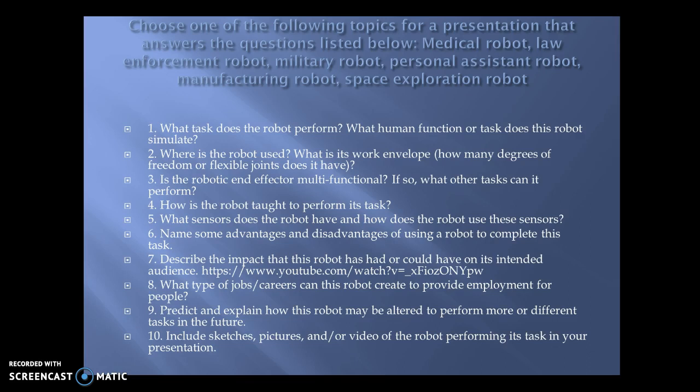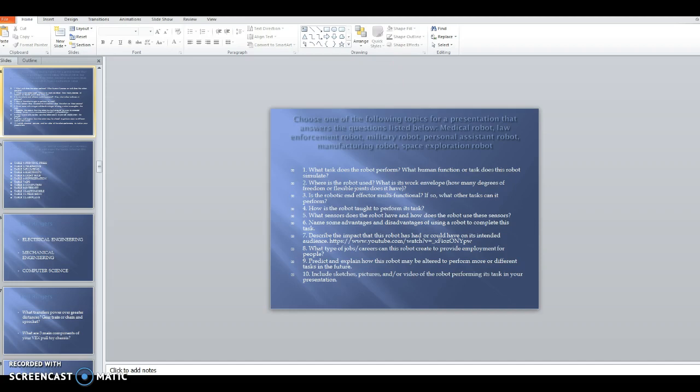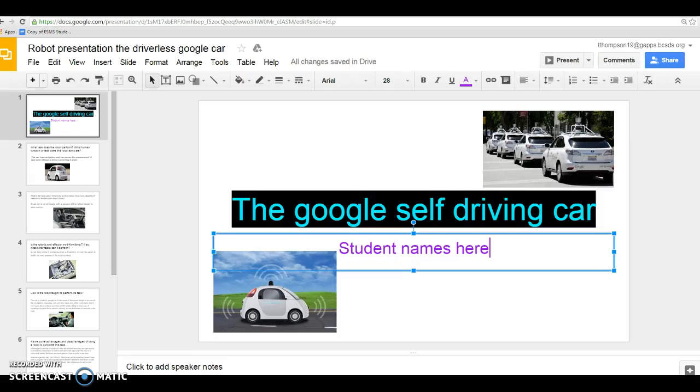Number 10 is requiring you to include sketches, pictures, and or a video of the robot performing its task. Let's look at an example from a previous class. I'll go ahead and minimize this.